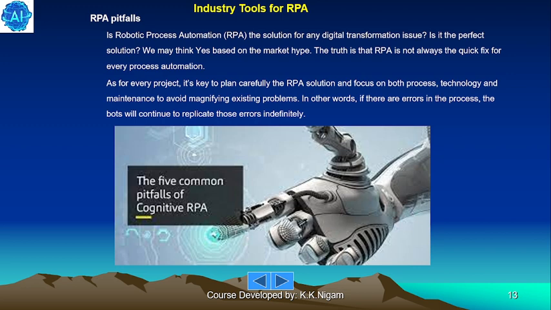Is RPA the solution for any digital transformation issue? Is it the perfect solution? You may think yes, based on the market hype. The truth is that RPA is not always the quick fix for every process automation. As for every project, it's key to plan carefully the RPA solution and focus on process, technology, and maintenance to avoid magnifying existing problems. In other words, if there are errors in the process, the bots will continue to replicate those errors indefinitely.